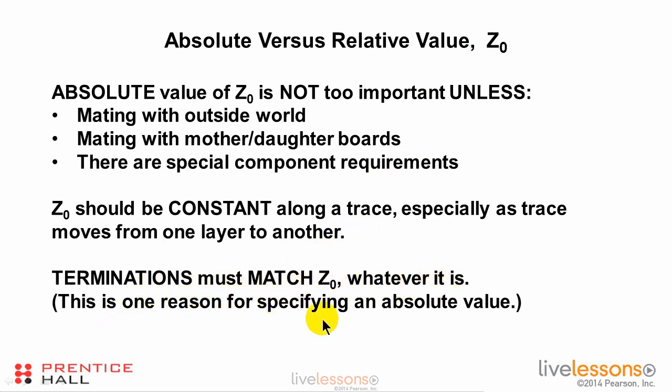Now, this is one reason for specifying an absolute value, such as 50 ohms. But I want to emphasize that that is a policy reason for specifying an absolute value. It is not a technology reason. The policy reason might be, I only want to have one value resistor that I'm going to stock in my inventory, and so all the terminations are going to match that value resistor. That's a policy determination, and that's fine. There's nothing wrong with that. But recognize that that is a policy decision. That is not a technological decision.